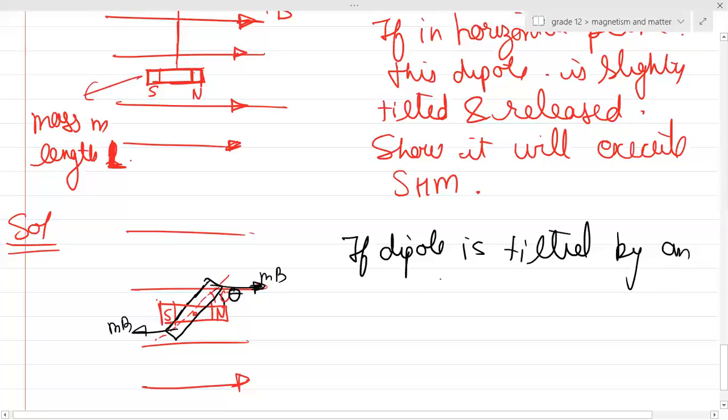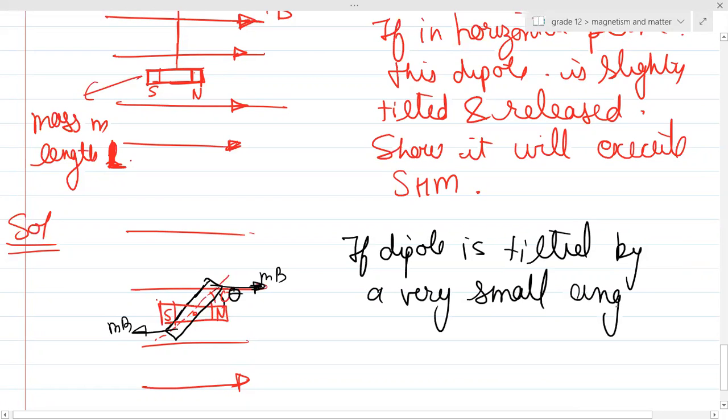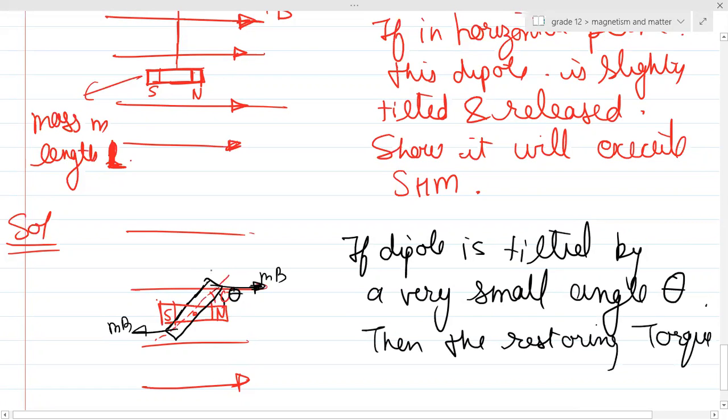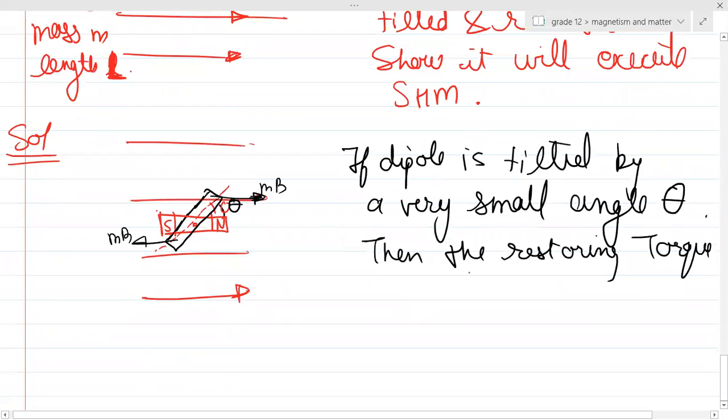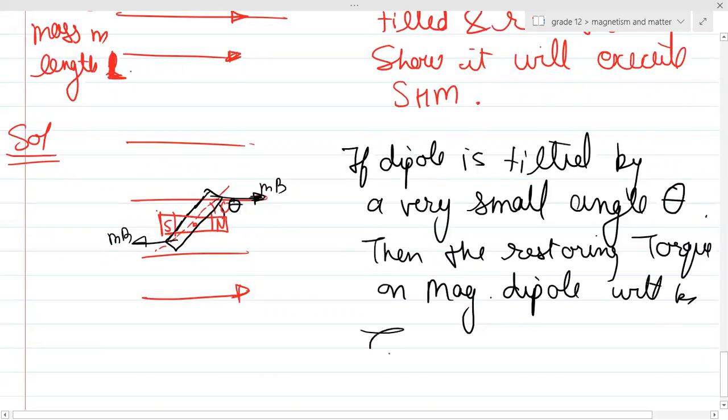by a very small angle theta, then the restoring torque. What is this restoring torque? That torque which is acting on this dipole, trying to make it go back to that same position, right? The restoring torque on the magnetic dipole will be, the torque will be equal to mB sine theta.